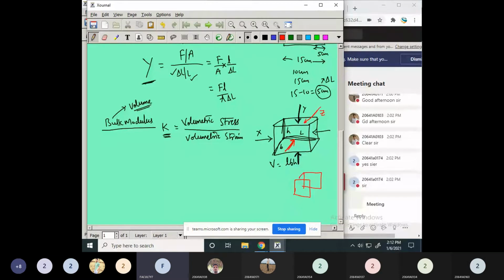Okay, the volume, the entire volume. Previously it was like this. Okay, this was the previous volume. Now you are getting a change in the volume. It is going to get compressed.